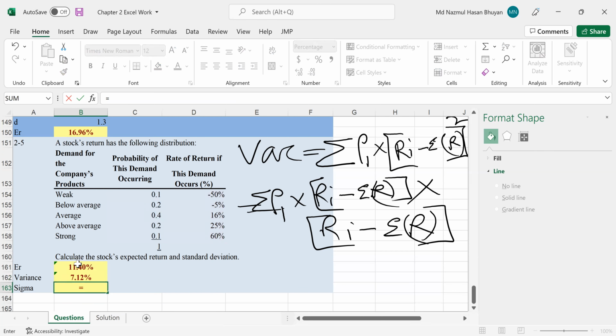Now let us calculate sigma, or standard deviation. So standard deviation is the square root of the variance. So the square root function here is SQRT of variance. So here our standard deviation is how much? 26.69%. All right, that's all from the chapter.